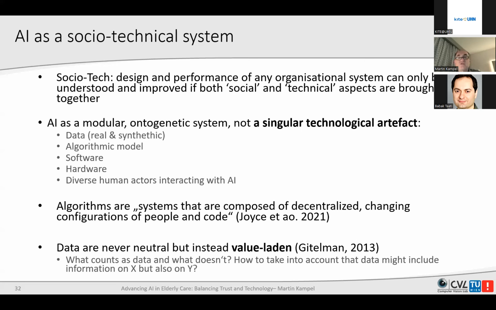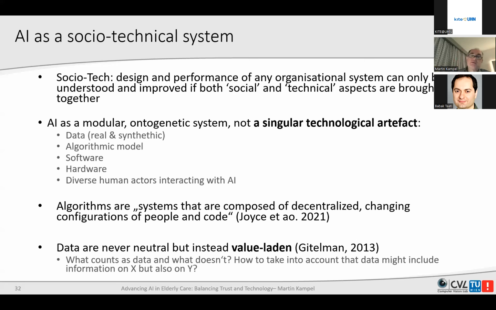AI is a modular, ontogenetic system and not a singular technical artifact. I use AI here more as a general term. It includes data, which, as I showed, is real and synthetic. We have an algorithmic model, which describes the algorithms that are trained, learned, or programmed to do something. It is the software. Then, how is the whole system used? There's also hardware involved, such as the sensor on the wall. And we have diverse human actors interacting with AI, very different groups of people who are part of the system. So algorithms are systems composed of decentralized, changing configurations of people and code. Data are never neutral, but instead value-laden. So what counts as data and what doesn't?